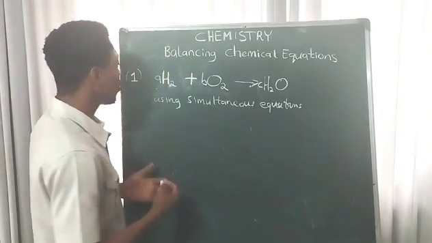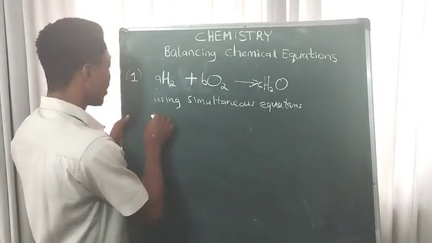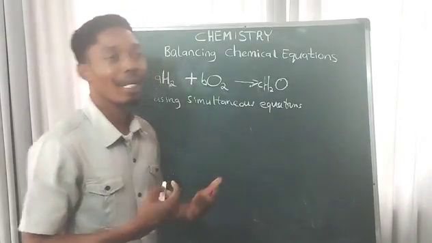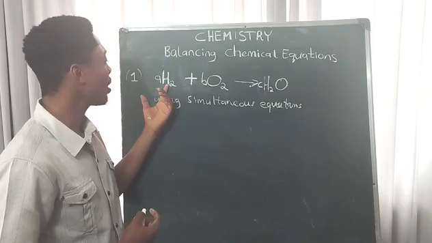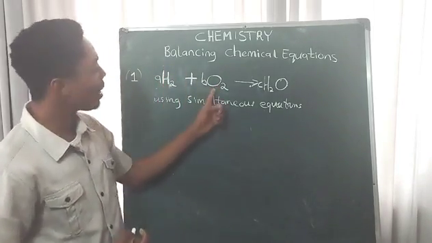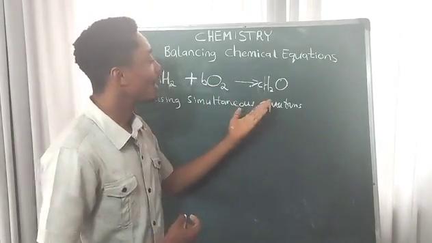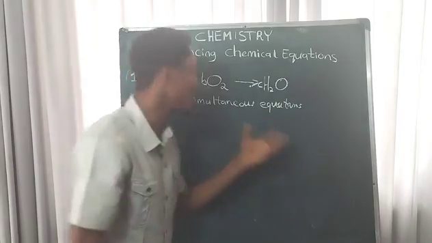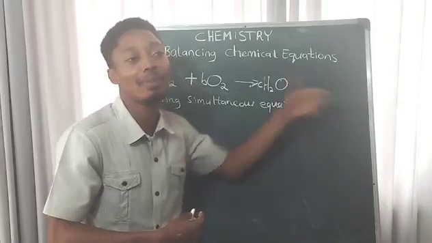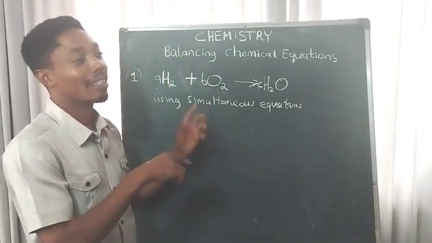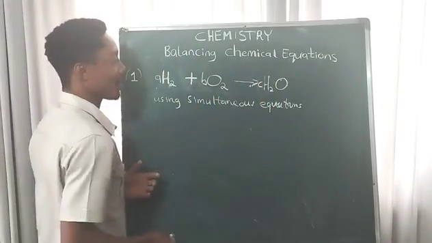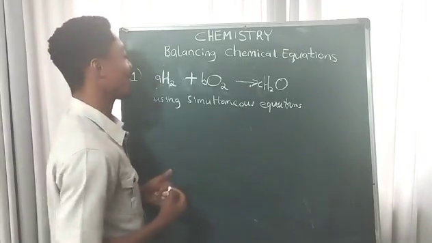So using simultaneous equations, let's look at this. In this overall chemical equation, we have two elements. The first element we have here is hydrogen. The second element we have here is oxygen. Of course, the elements we have in the product are the same elements we have in the reactants. We can't have any element in the product which is not there in the reactants. So there's an element in the reactant that gives rise to the element in the product, though they are different substances, but the element doesn't change.